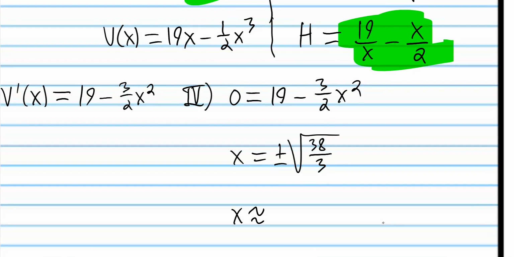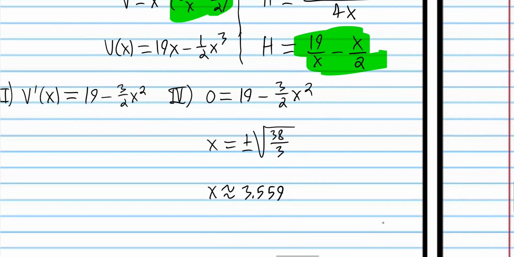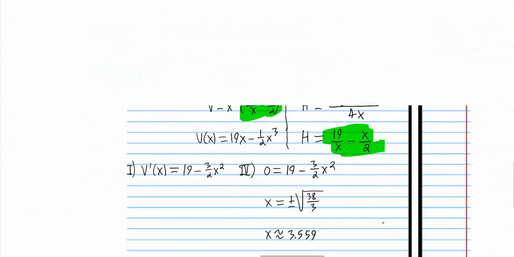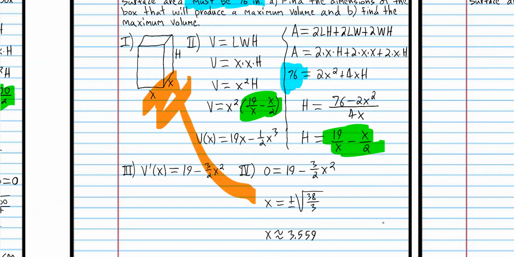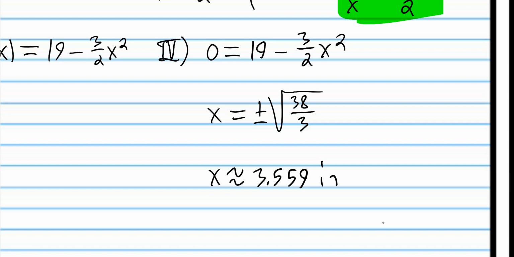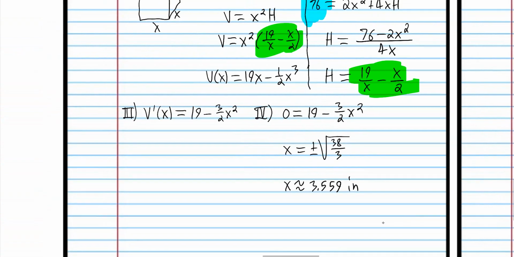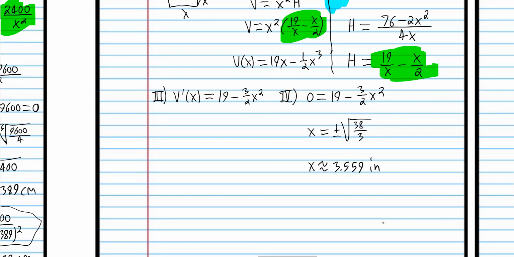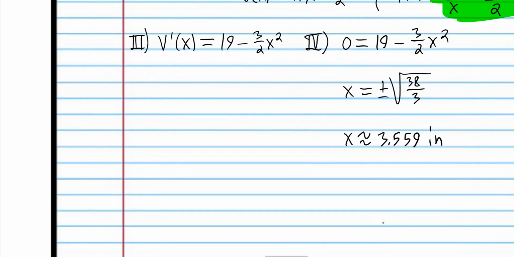So x is approximately equal to 3.559. Now, why did I not write plus or minus here? Well, because obviously x cannot be a negative number, so we don't really care about that. That's not part of the domain. And that would be inches. So again, we can't just assume that that's the location of a maximum value. We have to use the first derivative test.